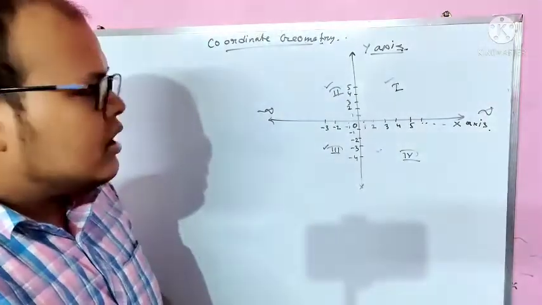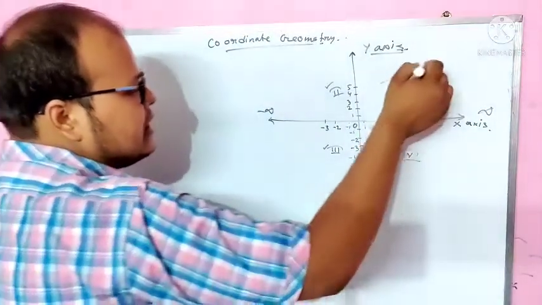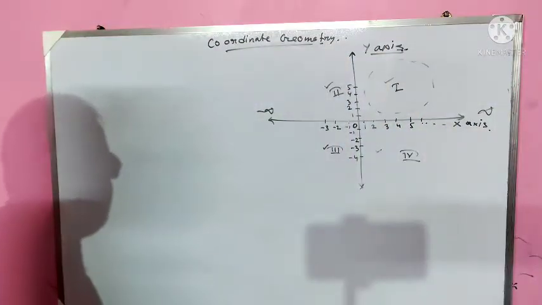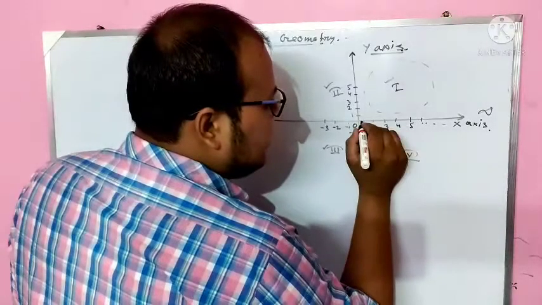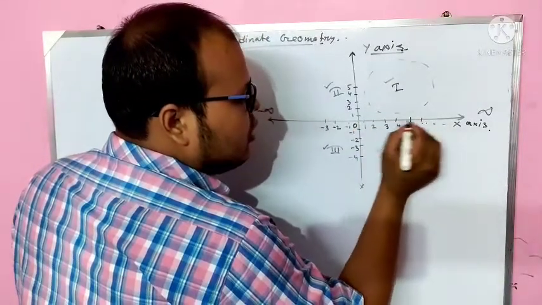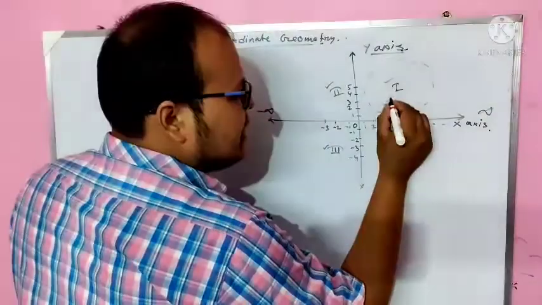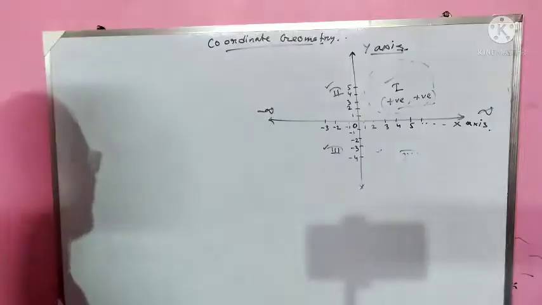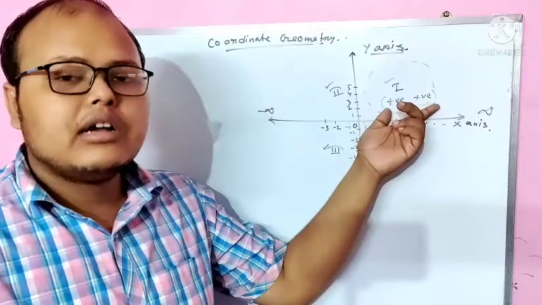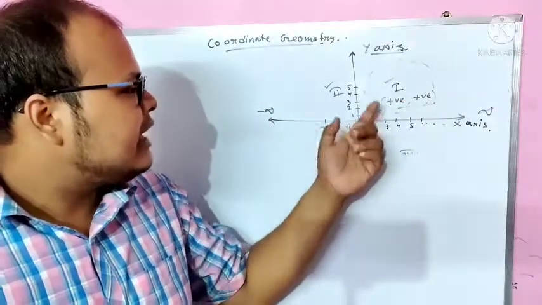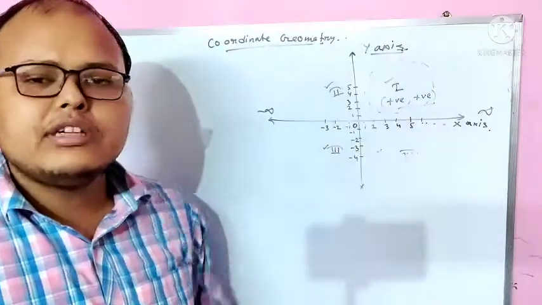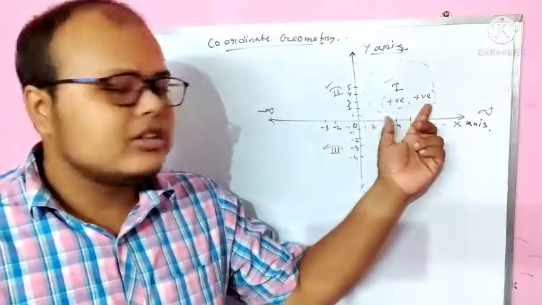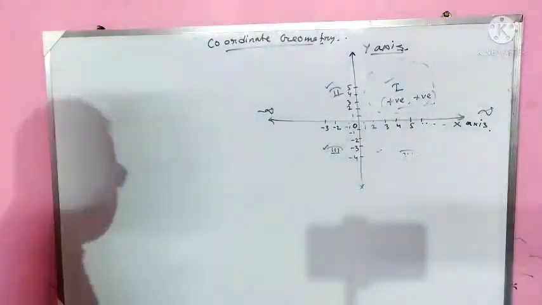Now, what will the points in the first quadrant look like? In the first quadrant, I can see the x coordinate is positive and the y coordinate is also positive. So if the coordinate has positive comma positive type of numbers, then we will call it the first quadrant. So the points in the first quadrant contain positive comma positive points.